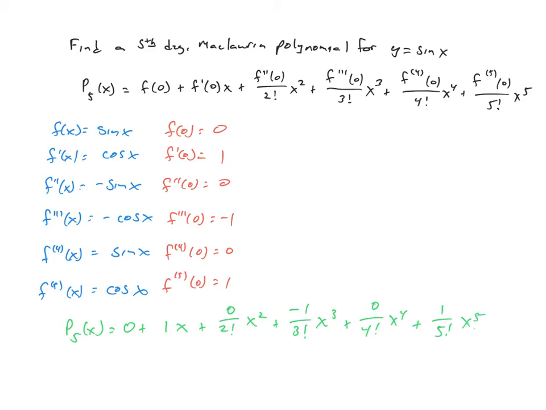Which, when I simplify that, I'm going to get p sub 5 of x, the fifth degree Maclaurin polynomial, is equal to x minus x cubed over 3 factorial plus x to the fifth over 5 factorial. And that would be our fifth degree Maclaurin polynomial for sine of x. Again, pause the video. Make sure you're comfortable with the calculations I did to get to this point.